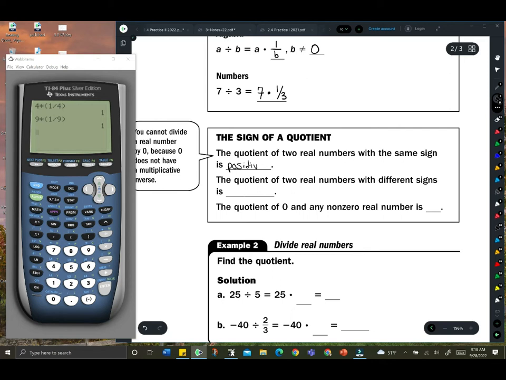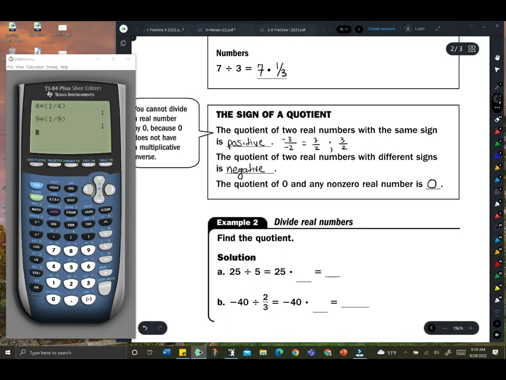What we mean by that, if you take negative 3 over negative 2, you're going to get 3/2, positive. Or if you take 3 over 2, you still have a positive number. The quotient of two real numbers with different signs is negative. The quotient of 0 and any non-zero number is 0. Anything divided by 0 is undefined.